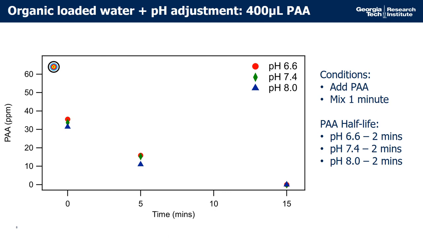For the media at 6.6 pH, there was an initial loss of 45% of the PAA within the first minute. Within 15 minutes, there were no detectable levels of PAA within the water. Similar results occurred within the pH 7 and 8 media as well. There was an initial loss of 48 and 53% of the PAA respectively. After 15 minutes, all of the PAA was consumed. The average half-life of all of these studies was calculated to be about 2 minutes.